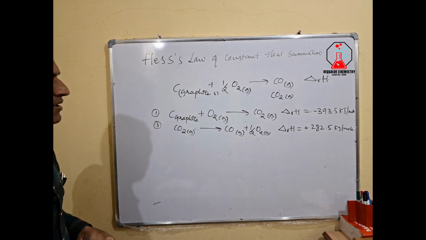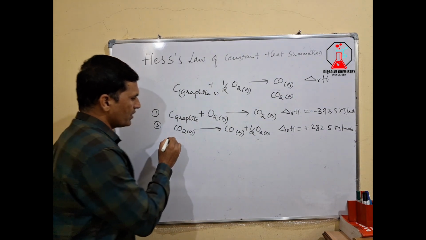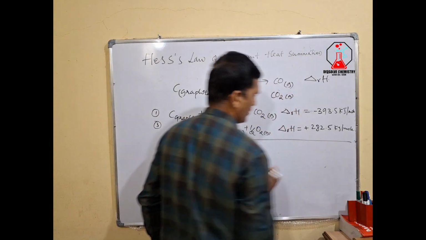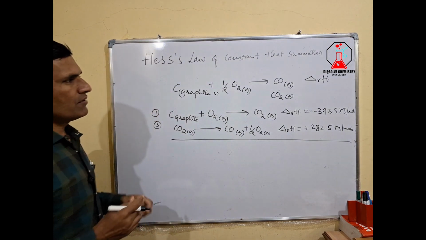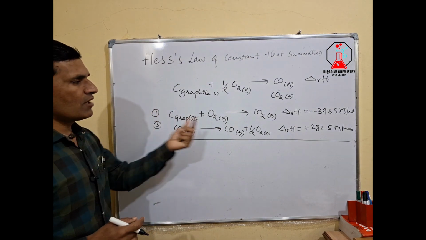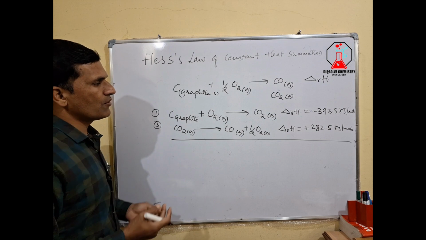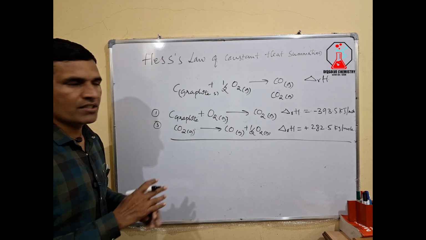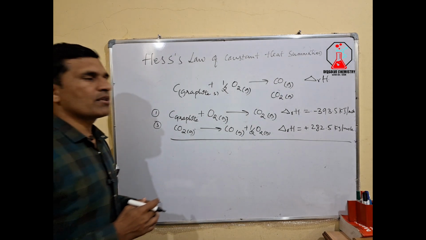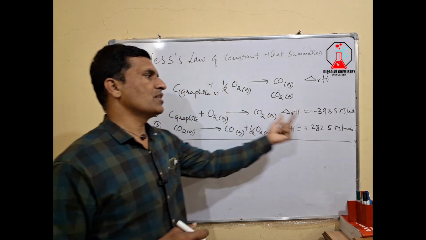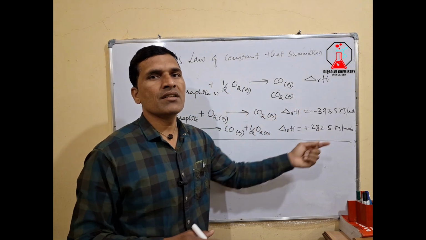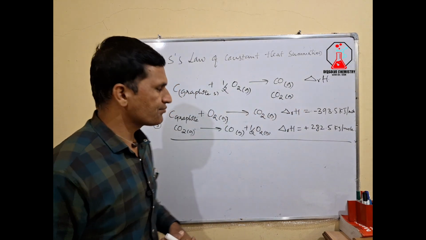Carefully observe what operations we are doing in calculating these thermochemical equations. See what I did? I want carbon monoxide on the right hand side, so I reversed the second equation. When you reverse a thermochemical equation, the sign of the enthalpy change is going to change.